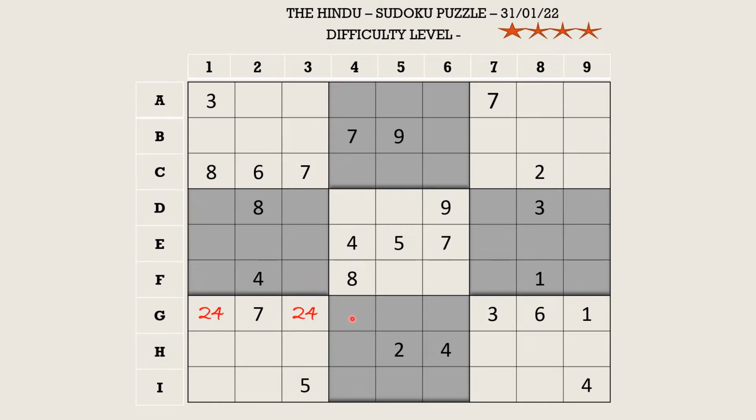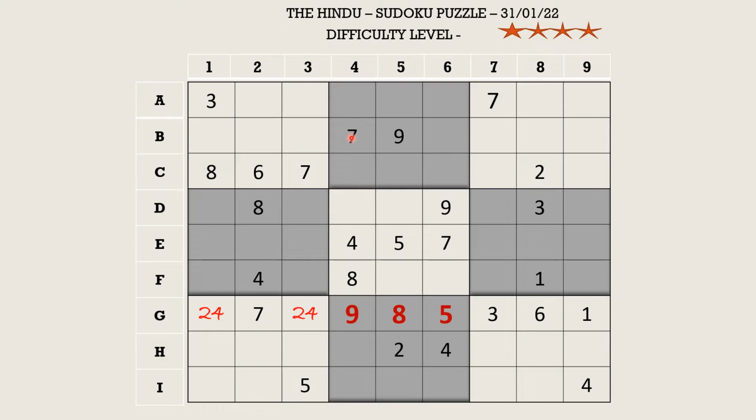In G row, there are only 3 missing numbers. The numbers are 5, 8 and 9. There is a 5 and 9 here in the 5th column. So G5 takes 8. Now the remaining numbers are 5 and 9. There is a 9 blocking here in 6th column. So G6 takes 5 and G4 takes 9.